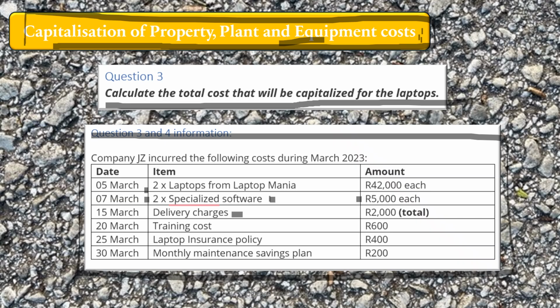Delivery charges, we know. If PPE is delivered, non-current asset is delivered to the premises, that delivery cost will get added to the cost of the asset. Just one thing, when you're doing a question like that, just check the numbers. There are 2 laptops, 42,000 each. There's 2 laptops that got software, 5,000 Rand each. And there's a delivery charge.